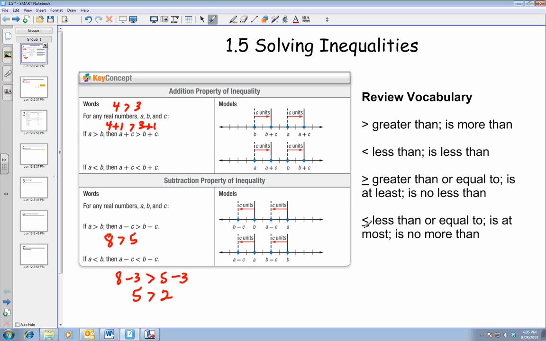Less than or equal to, the equal to sign is this little line underneath our inequality. Other words that can describe that are at most, is no more than. So if I have at most $5, I have $5 or less than that. If that item costs no more than $5, it's going to be either $5 or less than that. Okay, so that's just a quick review of some vocabulary you might see.